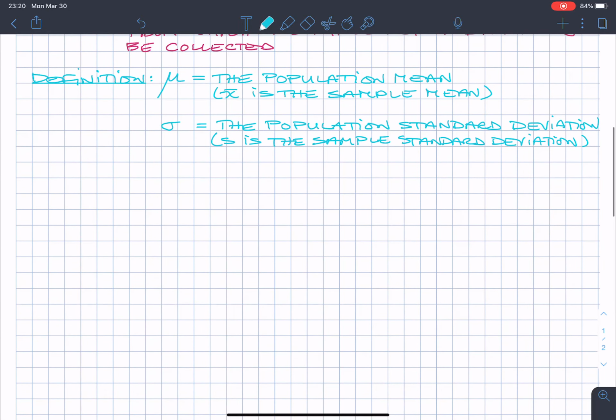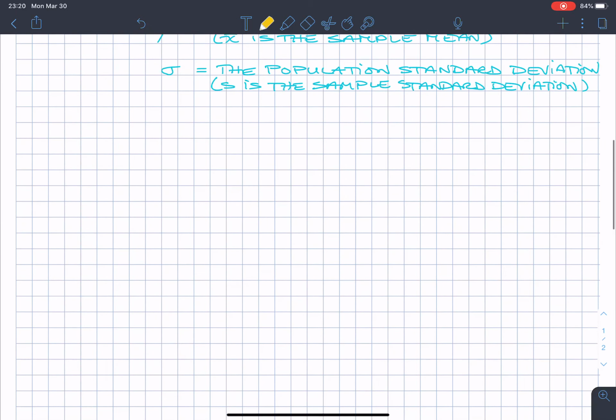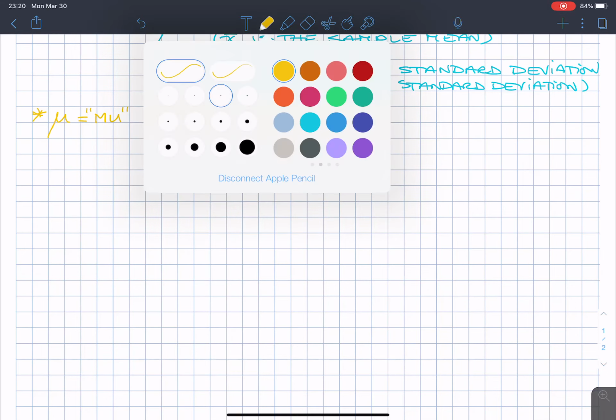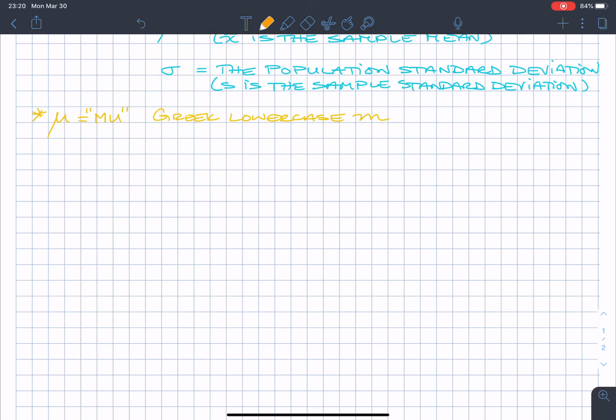Okay, so let's note down here. Mu in English is spelled mu, and it's the Greek lowercase m. And then sigma.